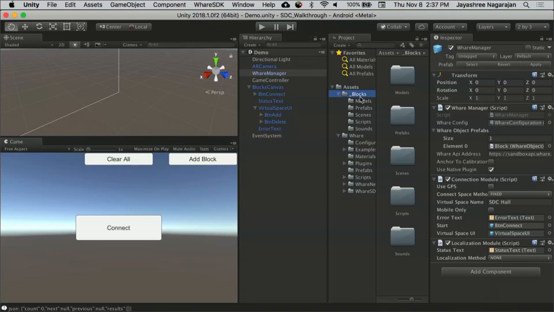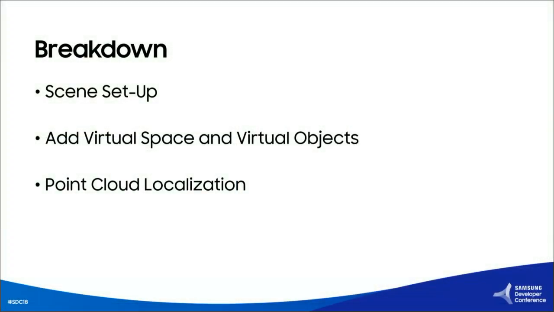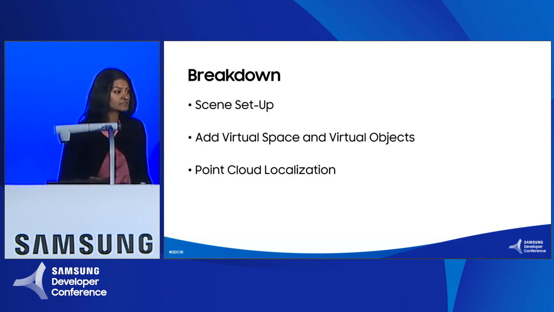So let's get started. Before that, for the entire development process, I tried to break it down into three different stages. First, I want to show you how to set up the scene from scratch and touch upon a few key components that are going to be more important for building any sort of AR cloud-enabled app. And then we'll talk about what virtual spaces are in our context and what virtual objects are and how we can go about creating a virtual space, add, retrieve virtual objects, and even process them in the sessions.